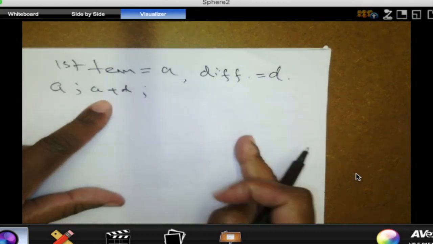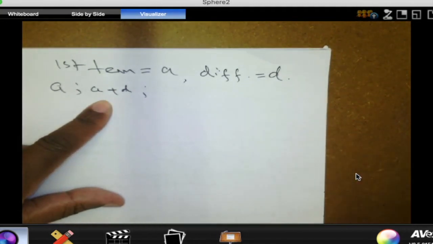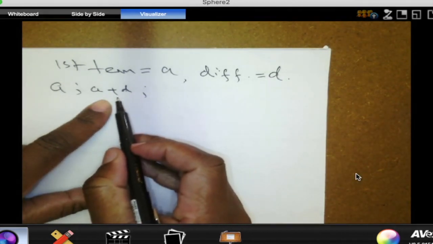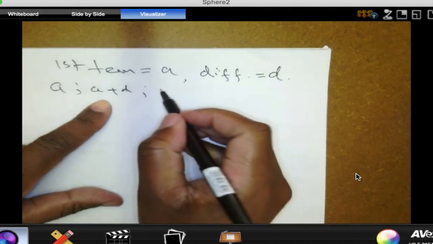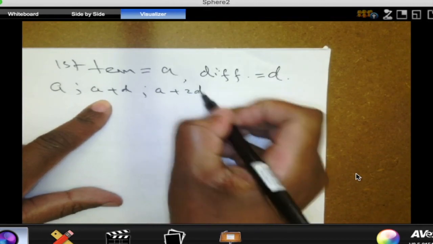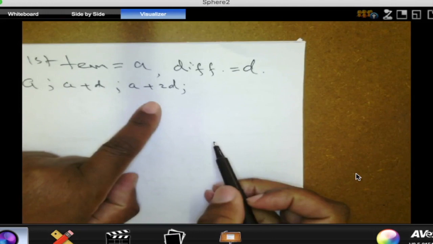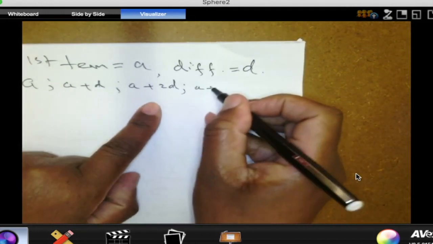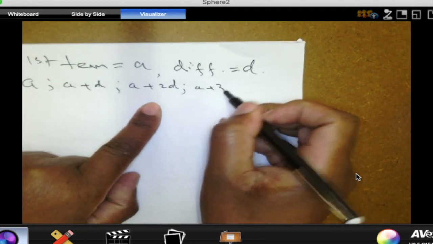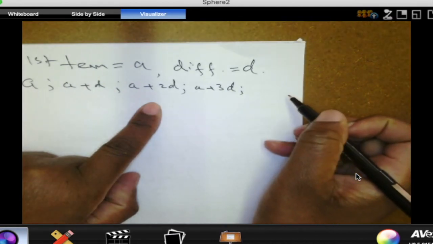Now, to get the next one, you need to add another D, just like we were adding a 5 in the previous example. So now add another D here. So what do you get now? Now you get A plus 2D. Right, to get your fourth term, you need to add D to this one here. And so you get A plus 3D. Do you see the pattern?